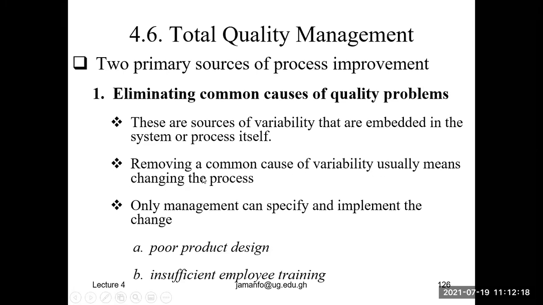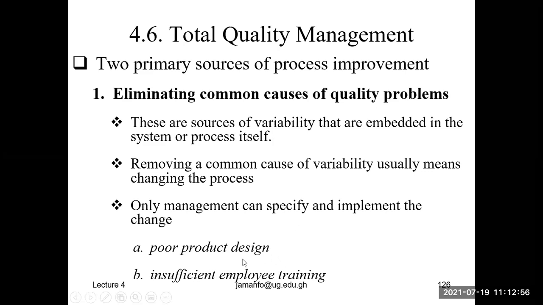Usually, removing a common cause of variability means changing the process. Only a manager can specify and implement that change. It's often difficult. For example, if we want to change the stove, in the example I'm giving, it has to be the concern of the father in the house. The manager will have to say, oh well, we don't have the money to change the equipment now. Let's use it a while, until maybe we include that in our next year's budget.